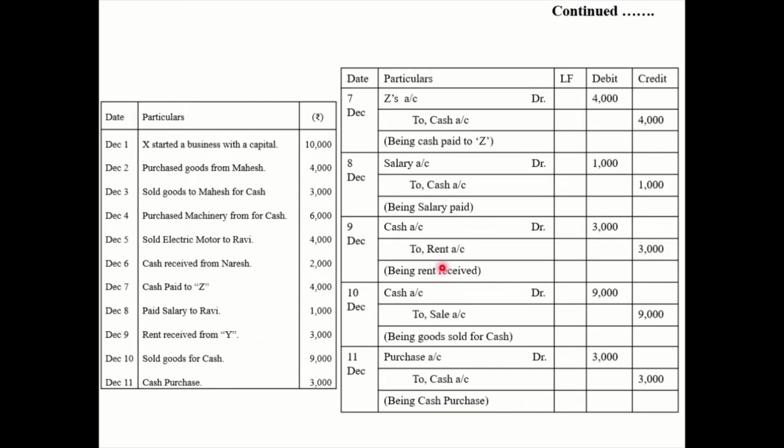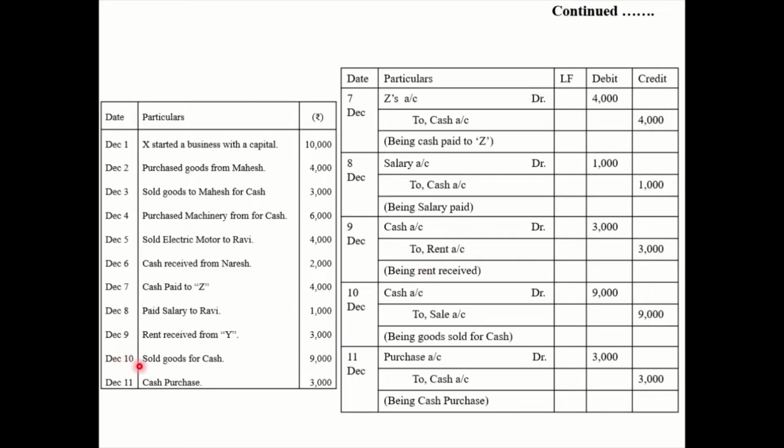Two accounts, cash and rent. Cash is coming in, that's why cash account is debited to rent account. Here rent is income. This is a type of nominal account, and the rule of nominal account is credit all income and gain. That's why rent account is credited, rent account rupees 3000. Being rent received is the narration of this transaction.